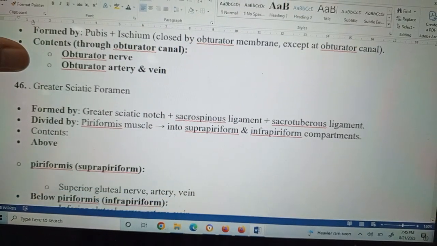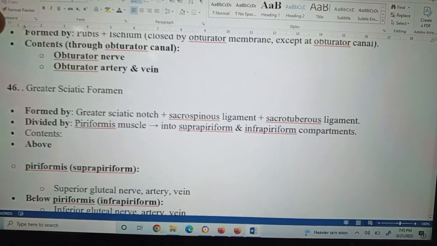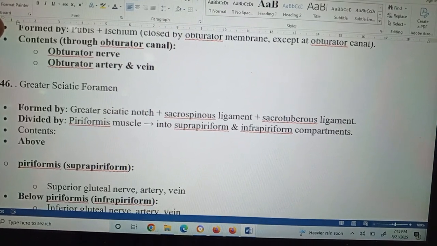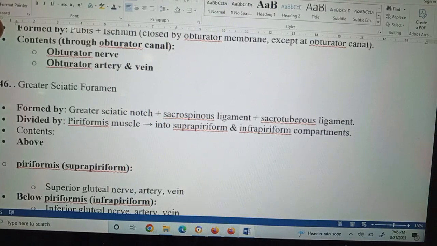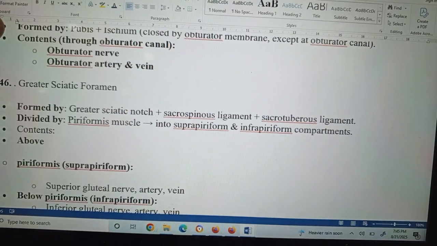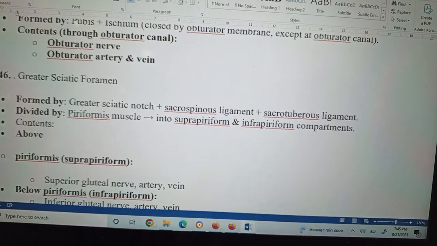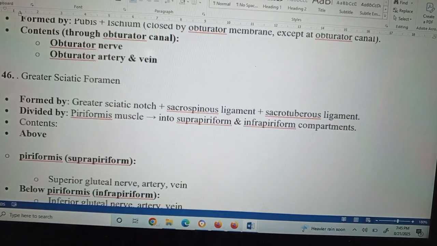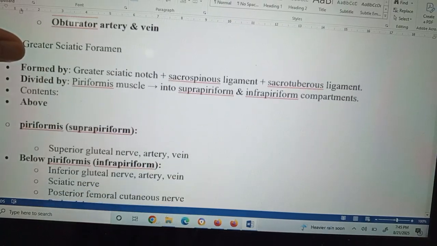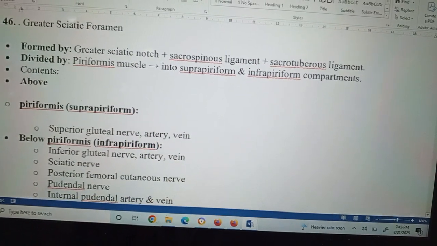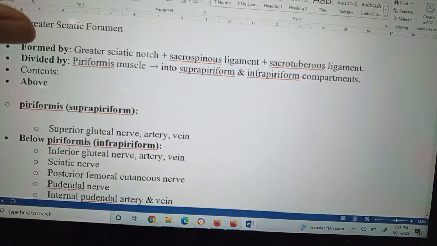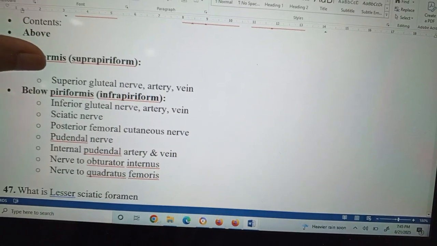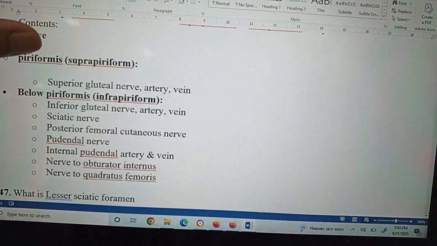The greater sciatic foramen is very important from the osteology point of view. It is formed by the greater sciatic notch, and by which ligaments? Sacrospinous ligament and sacrotuberous ligament, and it is divided by which muscle? Piriformis muscle, into suprapiriform and infrapiriform compartments. Above the piriformis is the suprapiriform compartment. Below piriformis, the infrapiriform compartment is present.